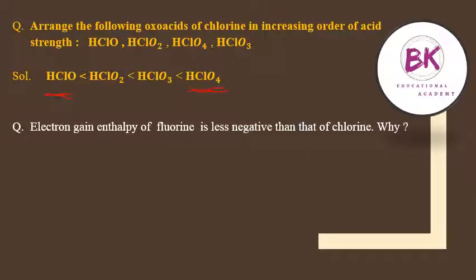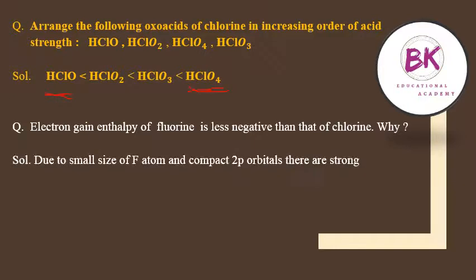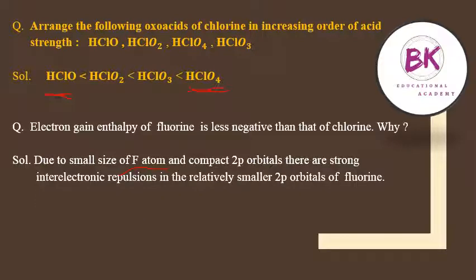Next question. Electron gain enthalpy of fluorine is less negative than that of chlorine. Why? Answer is, it is due to the smaller size of fluorine atom. And due to the small size of fluorine atom, the 2p orbital which is present in fluorine will be a compact orbital, and due to that compact nature of 2p orbital, there will be strong inter-electronic repulsions taking place in 2p orbital.